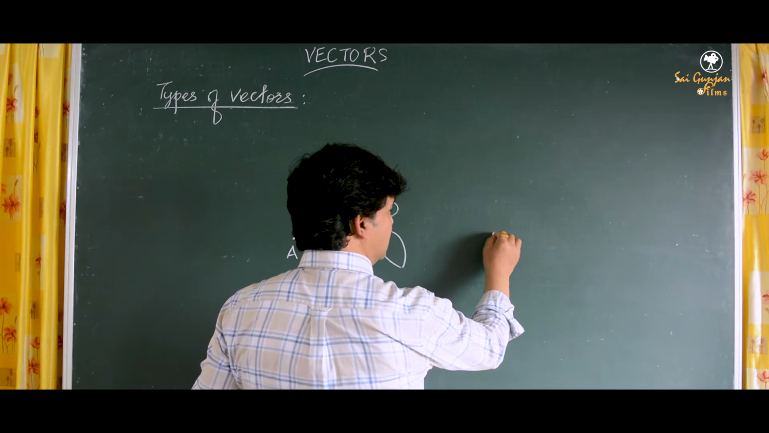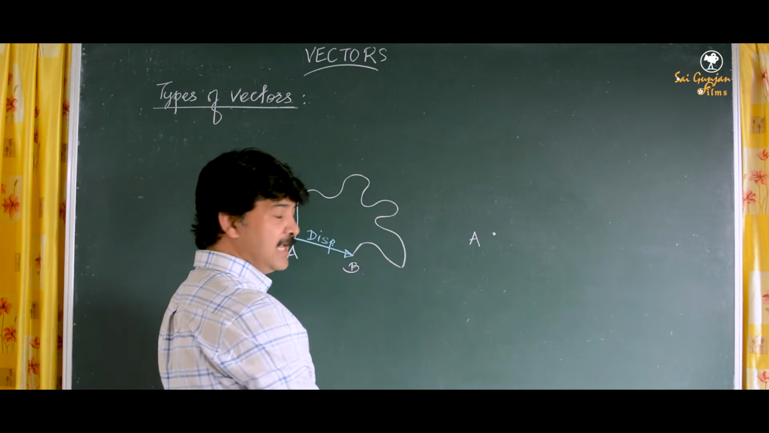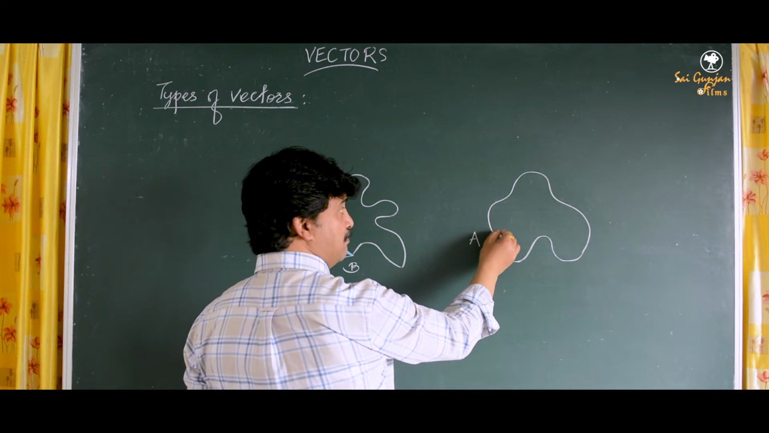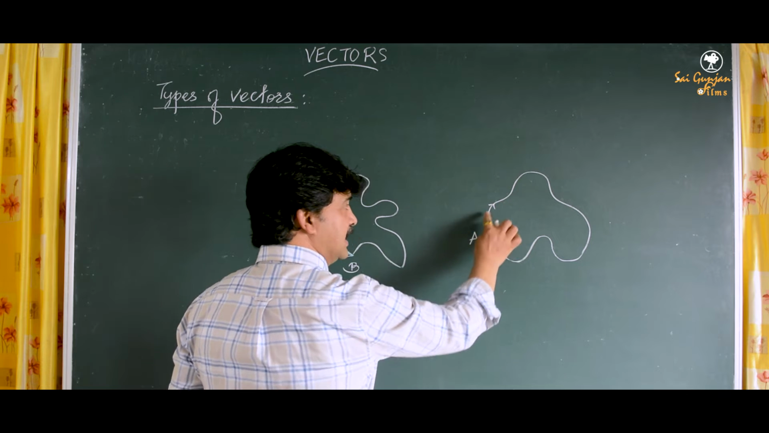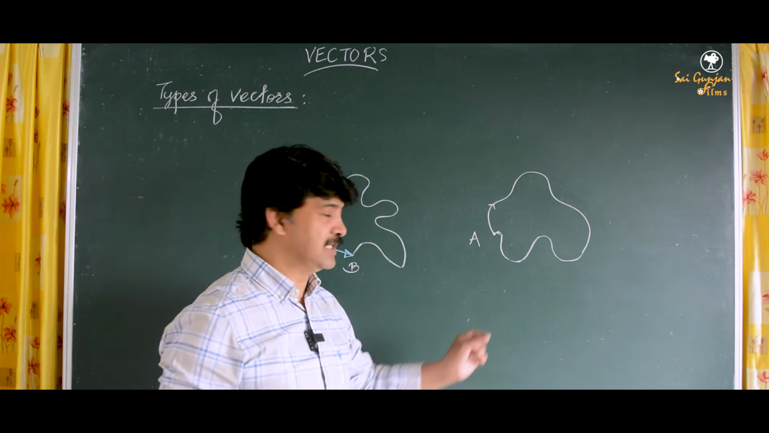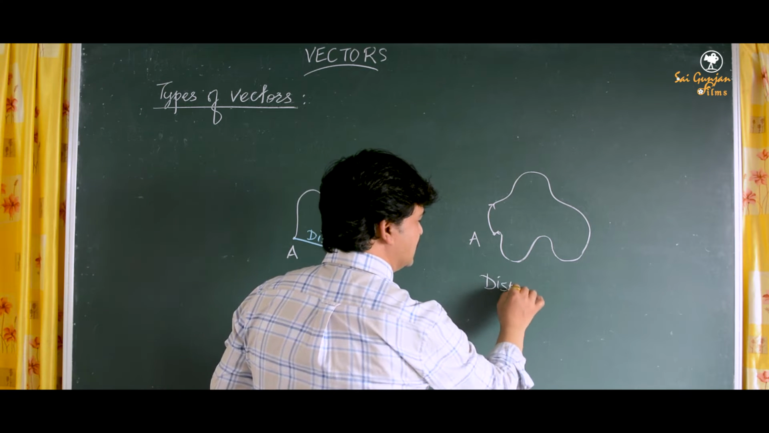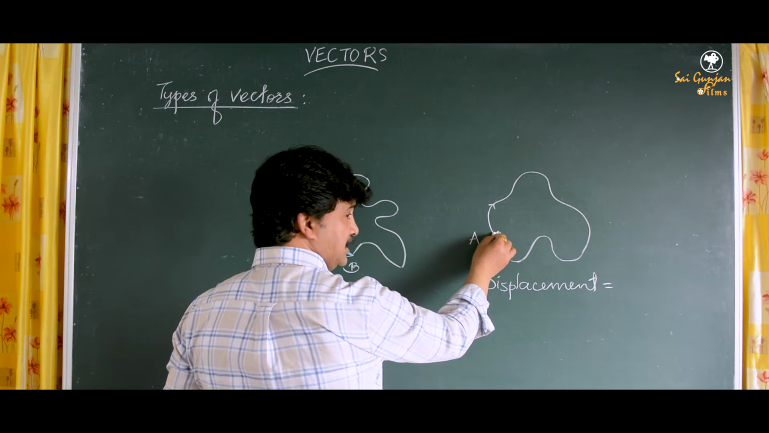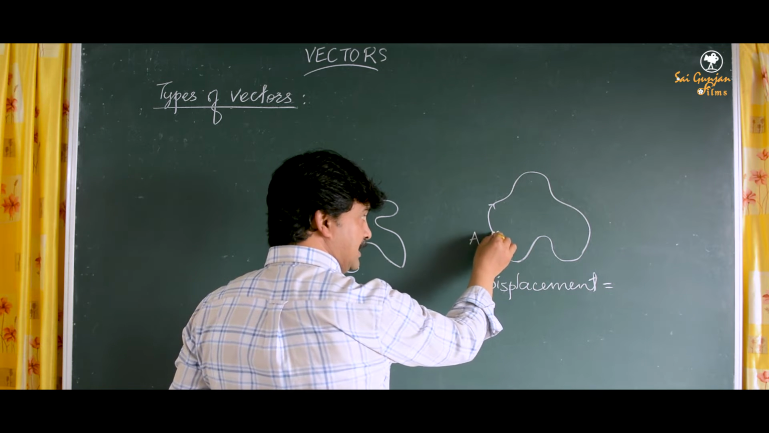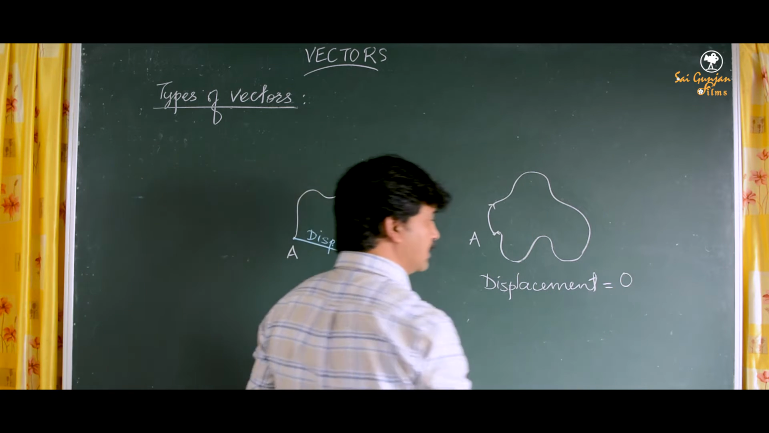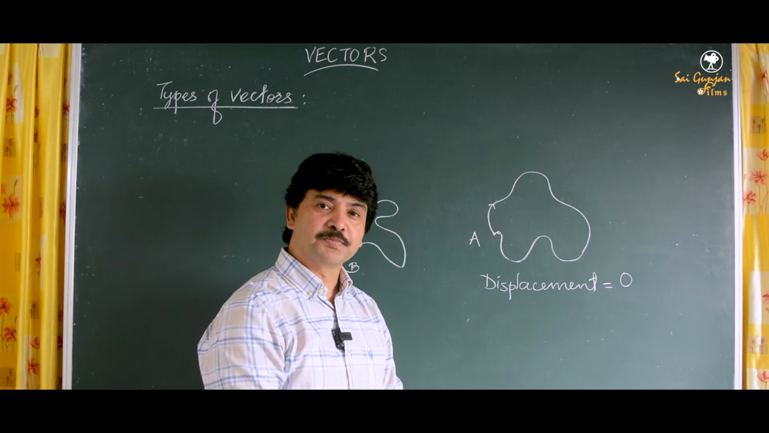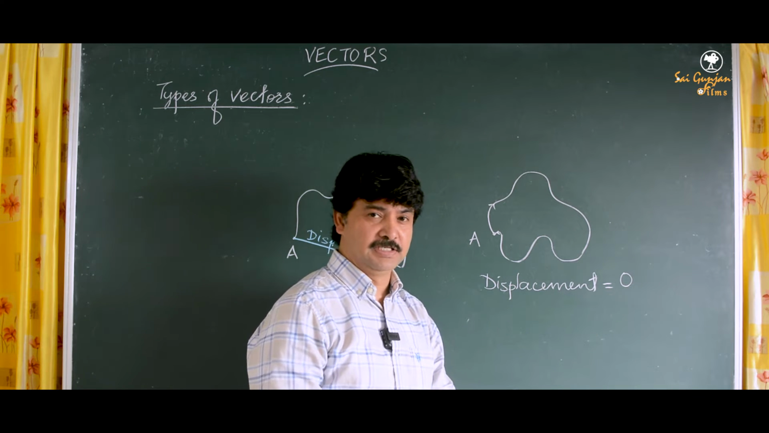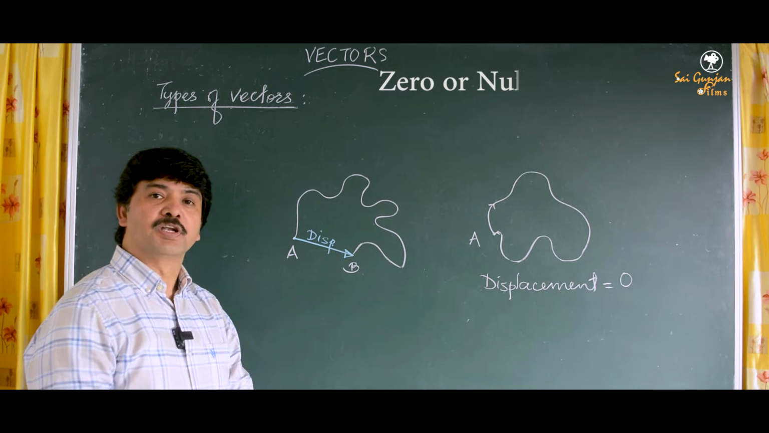Let's take this example. A body starts from the point A and after traveling some distance it comes back to the same point. Okay, starts from the point A and comes back to the same point A. So what is the displacement here? In this case, this is the same initial point and this is the final point. So from the same point to the same point, what is the distance? That is 0, and hence in this case the displacement is 0. So what kind of quantity is displacement? It's a vector quantity, isn't it? So a vector quantity having 0 magnitude is called 0 or null vector.